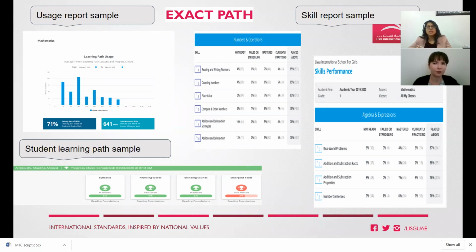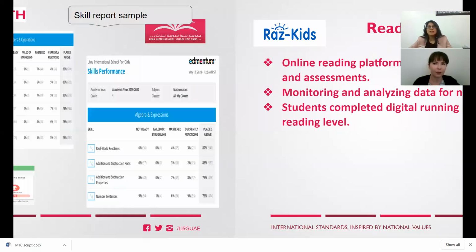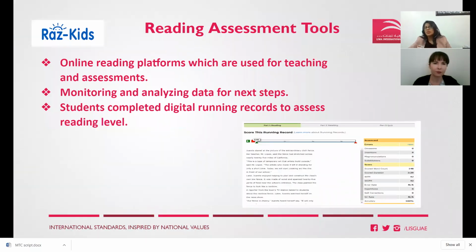Yep, that's about it. And I think I'll let Kate talk more about the reading assessment tool, RAZ-Kids, that we use in our school. Yeah, so with distance learning, we didn't want to lose that really important teaching and learning of hearing children read. As you know, it's a really important part of guided reading, listening to children read on a weekly basis. Thankfully, some of our online platforms allow us to do that.